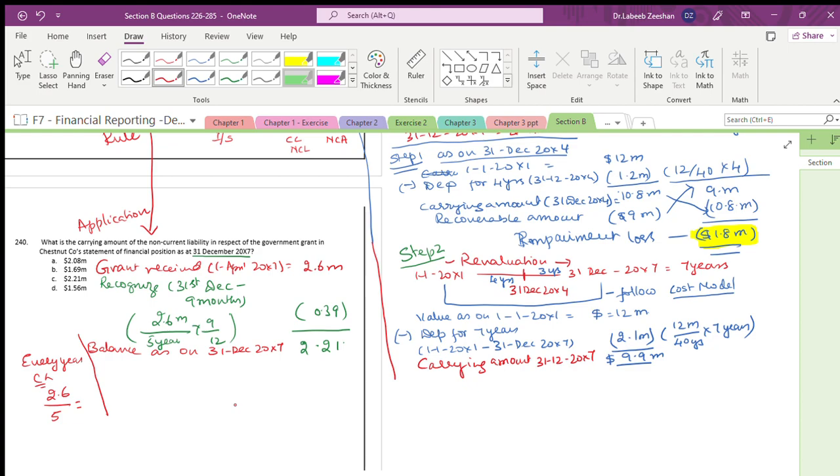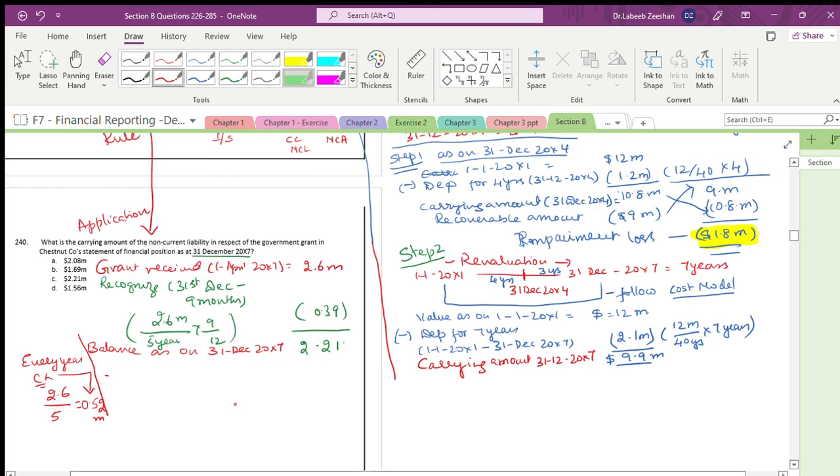It is 0.52. Every year we have to treat this as a current liability. What is the carrying amount of the non-current liability? Whatever you are paying next year, in 2008, is a current liability.